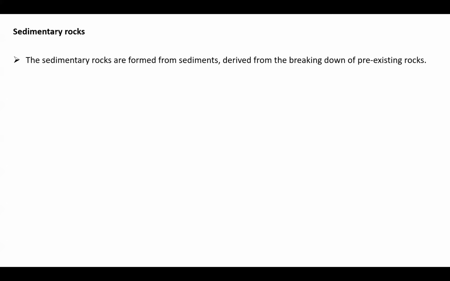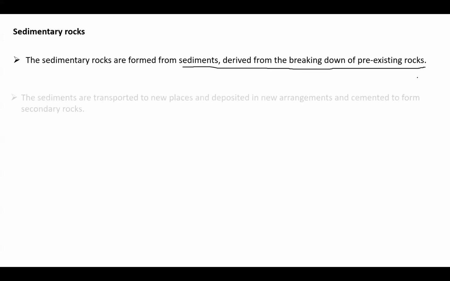What are sedimentary rocks? Sedimentary rocks are formed from sediments. The sediments are derived from the breaking down of pre-existing rocks. What are those pre-existing rocks? Those are nothing but previous igneous rocks. So they are formed from the sediment. That's why the name is sedimentary rocks. They are formed from the sediments of the previous or pre-existing rocks.